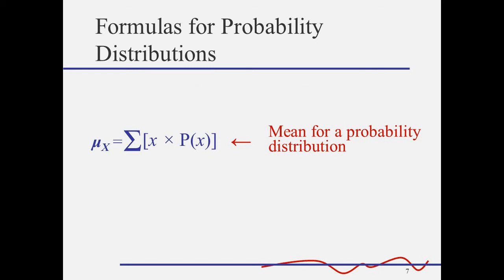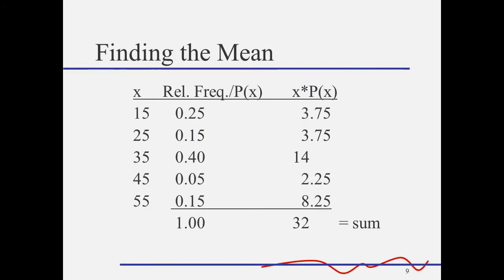So let's go back to the example. You'll see the X values multiplied by the probabilities in the 3rd column. At the bottom of the 3rd column, you see the sum of the products is 32. That's our mean. That's it. We don't do anything else.